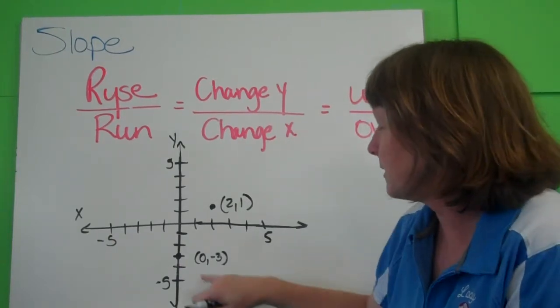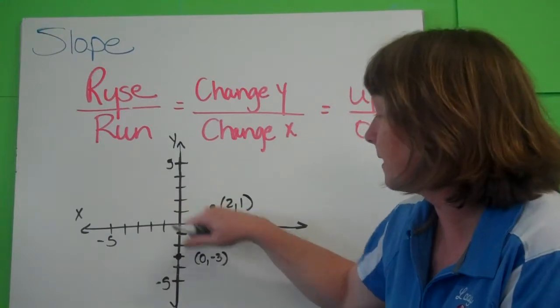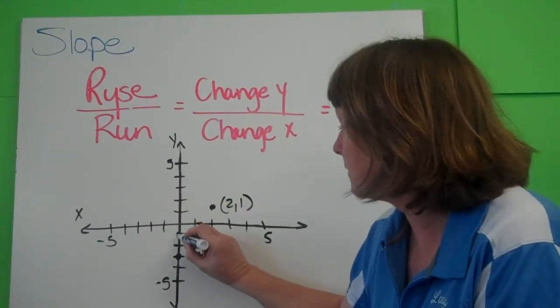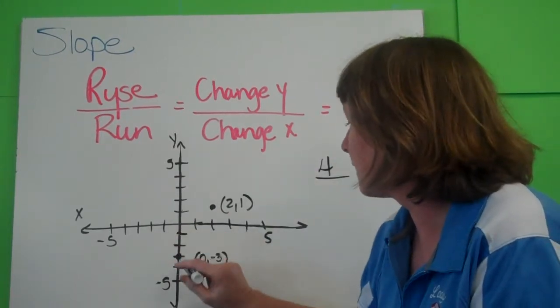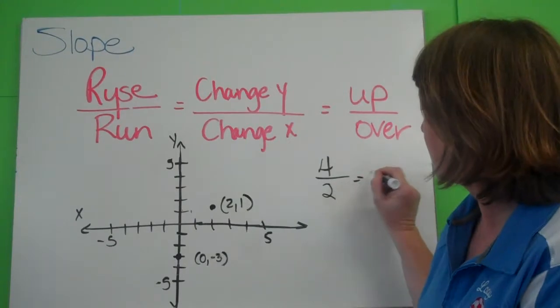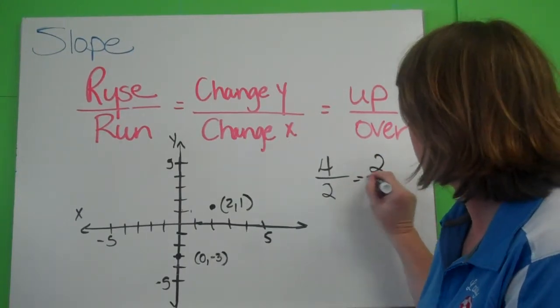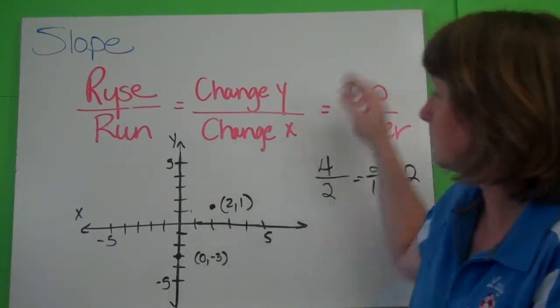I have the points 0, negative 3. If I want to find the slope, I've got to go up and then over. So if I go up 1, 2, 3, 4, so that's the change in Y, and I go over 1, 2, that's the change in X, and I need to reduce that down to 2 over 1, which is 2. So the slope in this graph is 2.